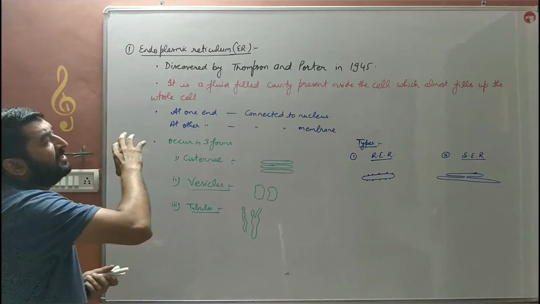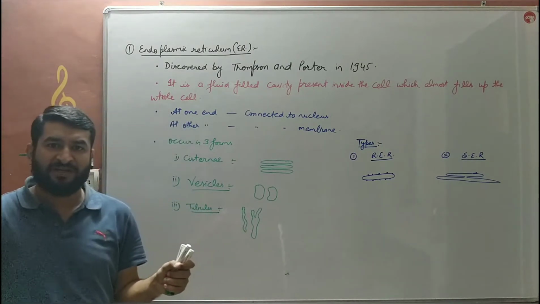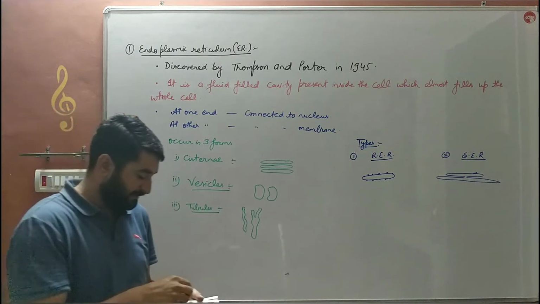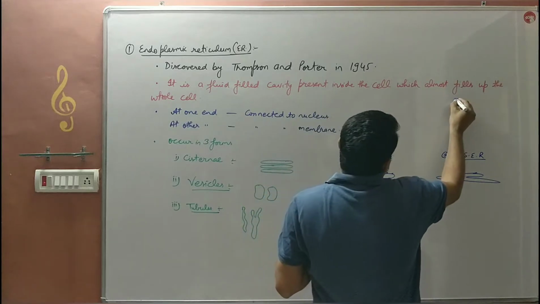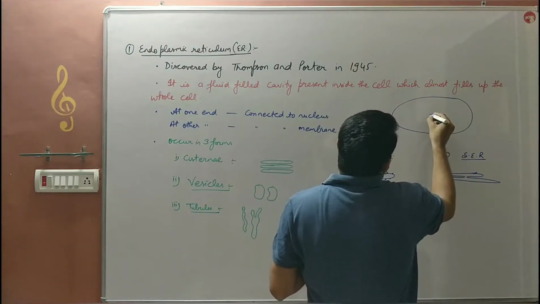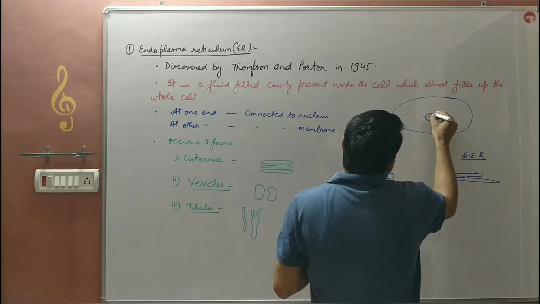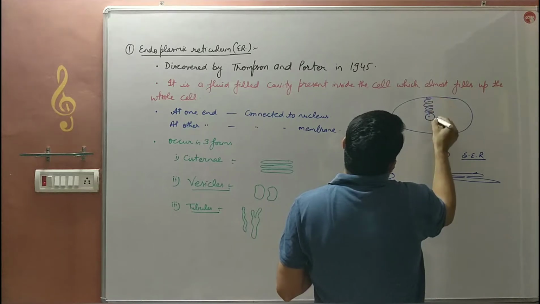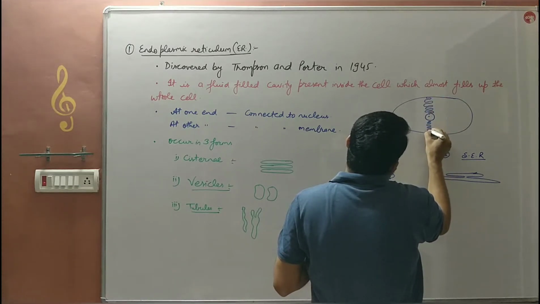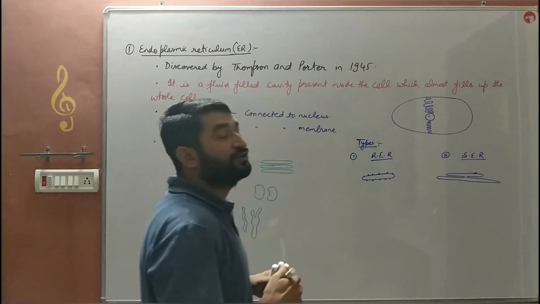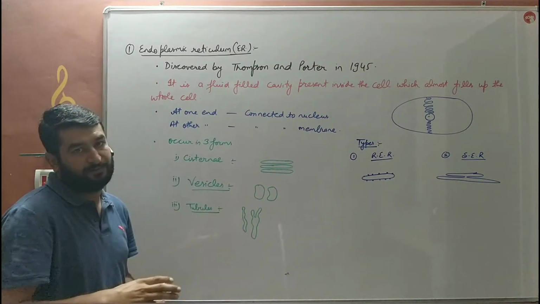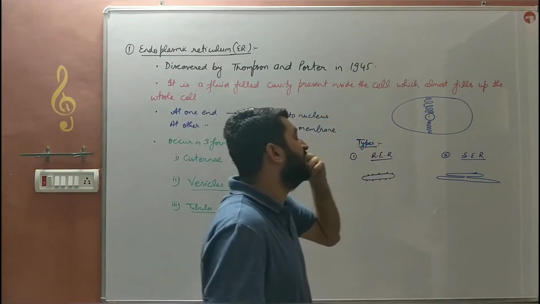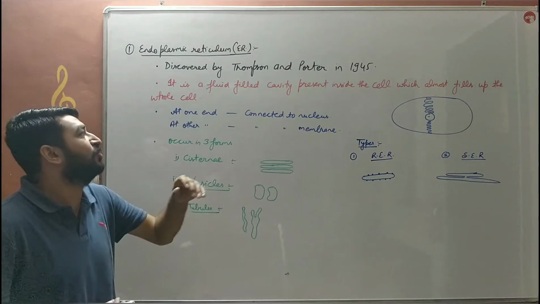This cell organelle is a fluid-filled cavity present inside the cell and almost covering it. What this means, beta? Let us suppose this is a cell I am representing here. At the center there is a nucleus. The endoplasmic reticulum starts from the nuclear membrane and ends up to the cell membrane. So it's sort of a framework of a cell. It is a fluid-filled cavity present inside the cell which almost fills up the cytoplasm, which almost fills up the whole cell.